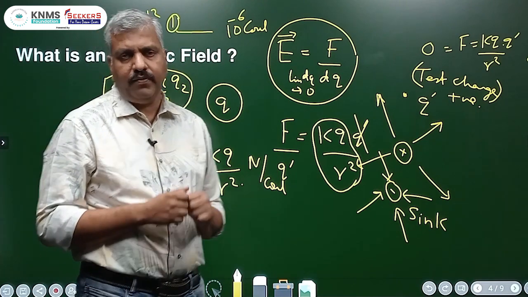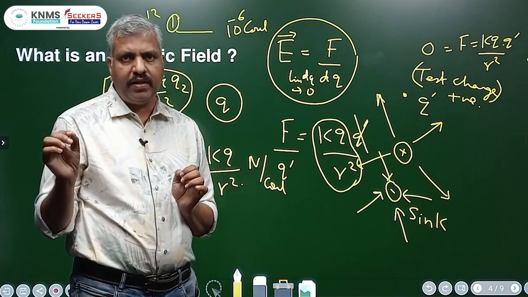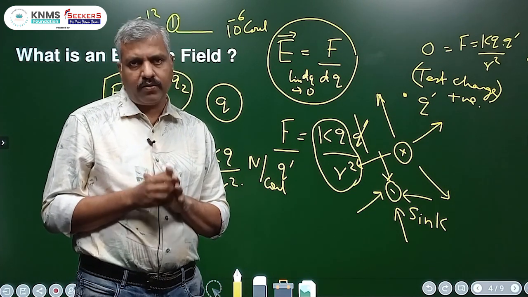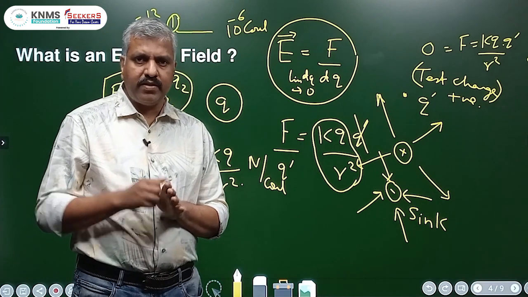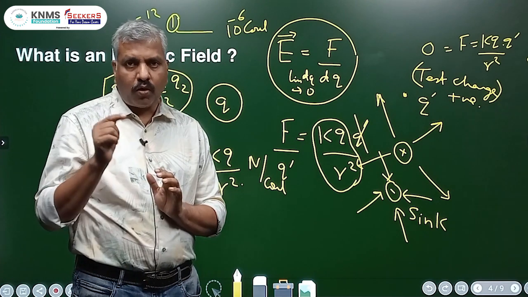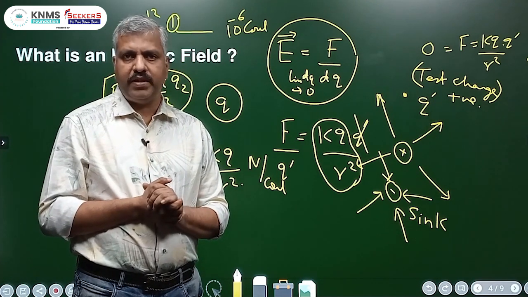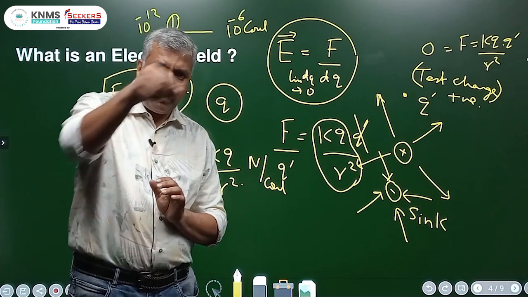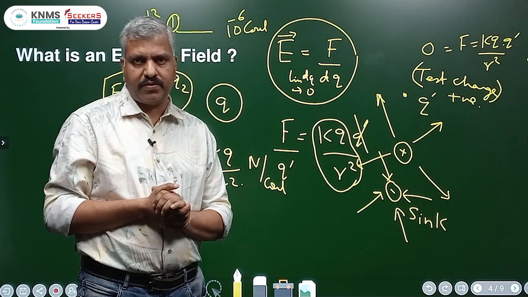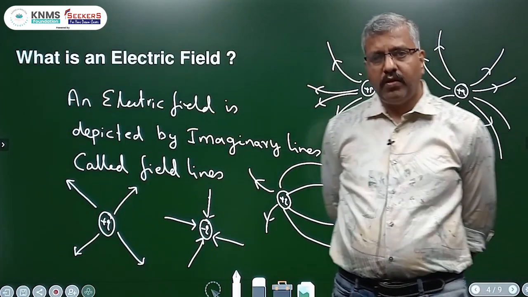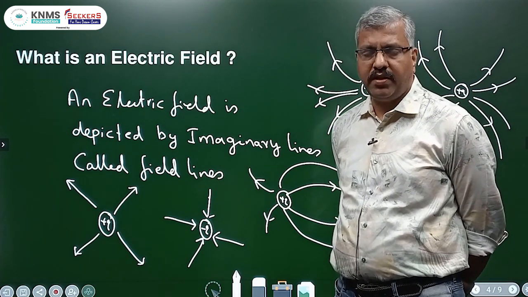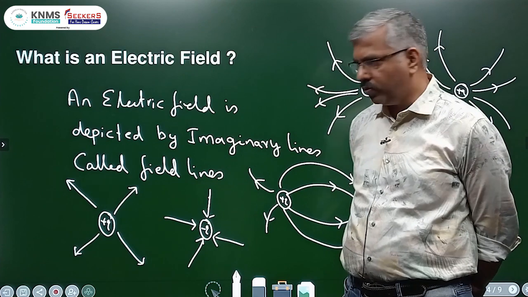Number 1, electric field is a region around a charge where if you bring a second charge, it will experience a force. Second thing, remember that electrostatic forces are non-directional. That means in all directions electrostatic forces will be the same. So wherever you bring the test charge, it will experience a force. That is why it is a 3-dimensional space. So, an electric field is basically a 3-dimensional region around a charge where a second charge will experience a force.